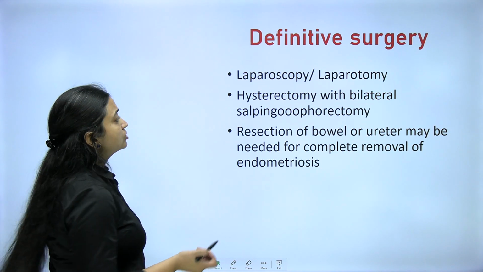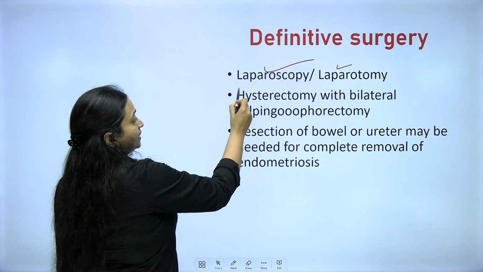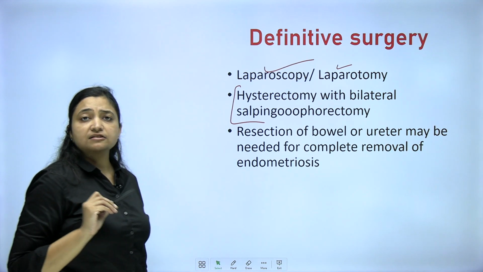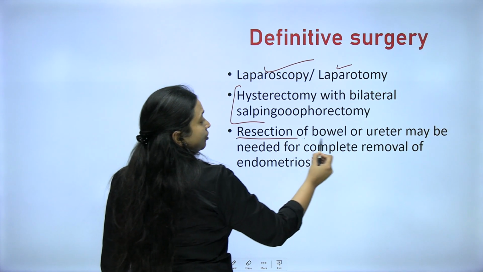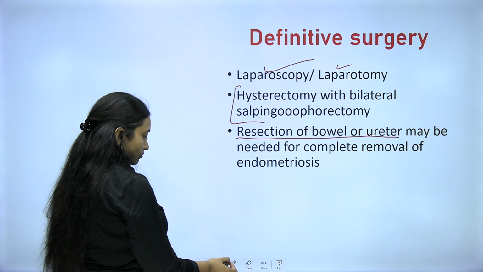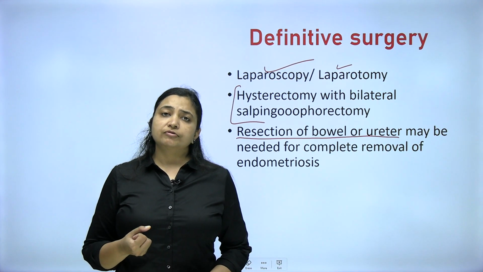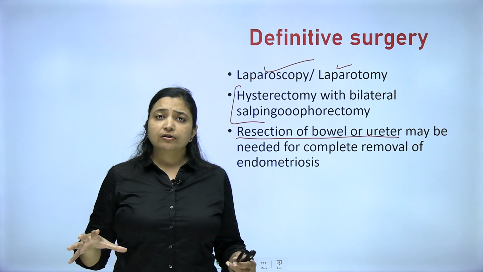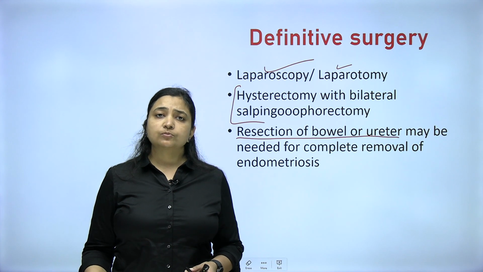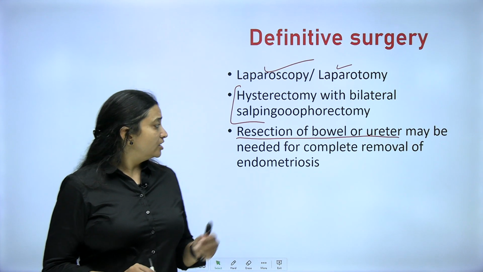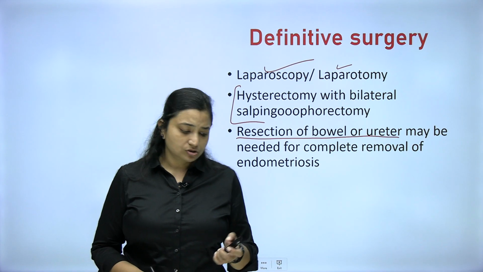Definitive surgeries: the approach can be either laparoscopy or laparotomy depending on the situation of the patient. Hysterectomy with bilateral salpingo-oophorectomy is the final definitive treatment of choice. Dissection of bowel or ureter may be needed for complete removal of endometriosis. What does that mean? Even if you are removing the uterus and ovaries, but there were large endometriotic spots, huge adhesions where the ureter was involved, the rectum was involved, you cannot leave those spots inside. You have to take them out. So partial resection of bowel or ureter may also be needed. So it is a multidisciplinary approach surgery.